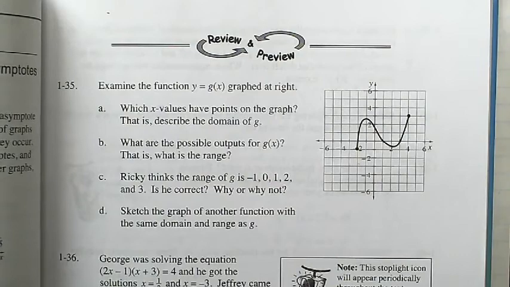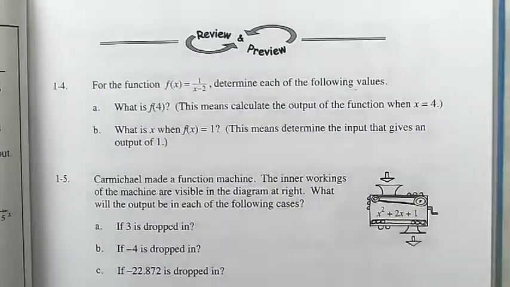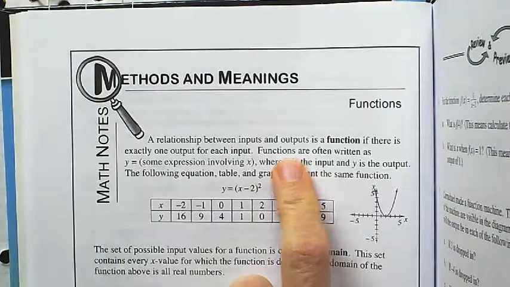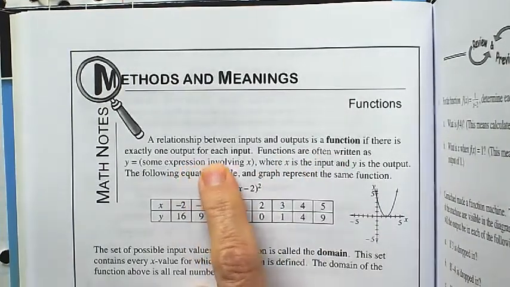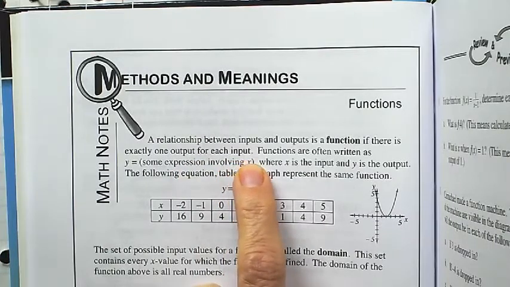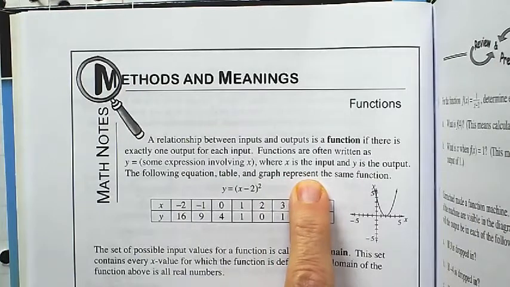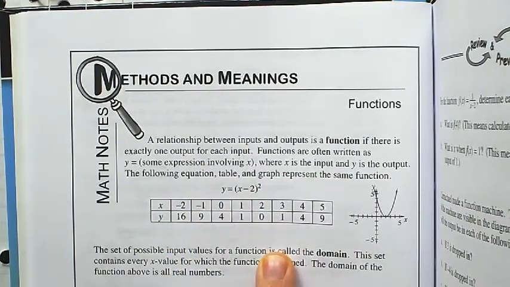But the definition of a function is in the math notes from our very first lesson. It says a relationship between inputs and outputs is a function if there is exactly one output for each input. Functions are often written as y equals something, where x is the input and y is the output. So here is a function.